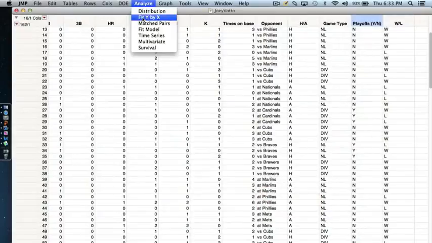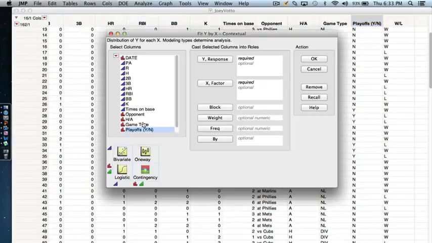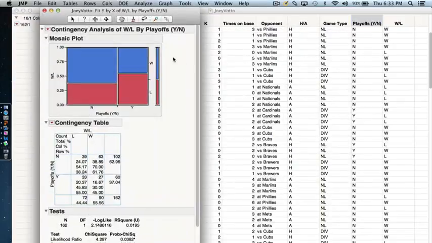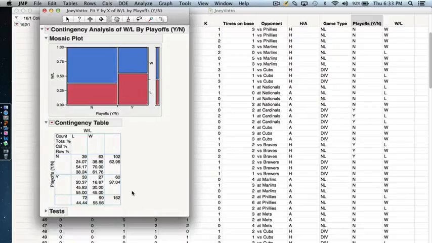So we'll go to Analyze, fit Y by X, and we'll put whether or not the opponent the Reds played made the playoffs as the X factor, and whether or not the Reds won or lost each game as the Y response. And we're going to click OK. And quickly, let's close up the test because we're not going to worry about that today.